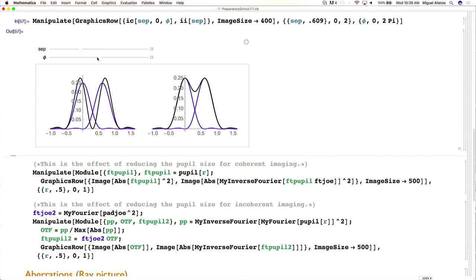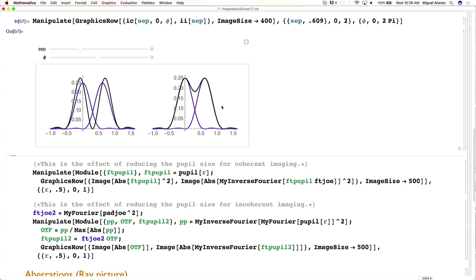So when we change the phase of one with respect to the other one, the incoherent case, which we have on the right, doesn't care. It's always the same. But the coherent case goes from being quite bad to quite good. And in fact, if I average all possibilities, that's how I get the figure on the right. It's sort of the average of all possibilities of in phase and out of phase.